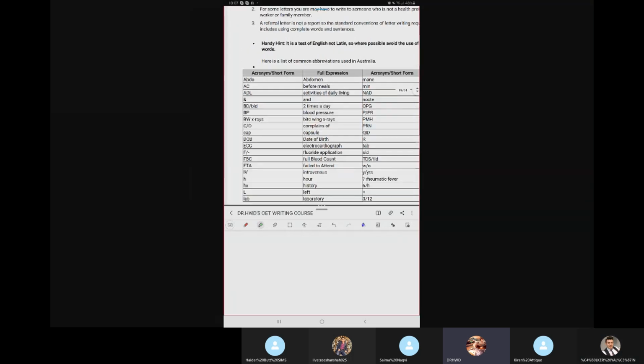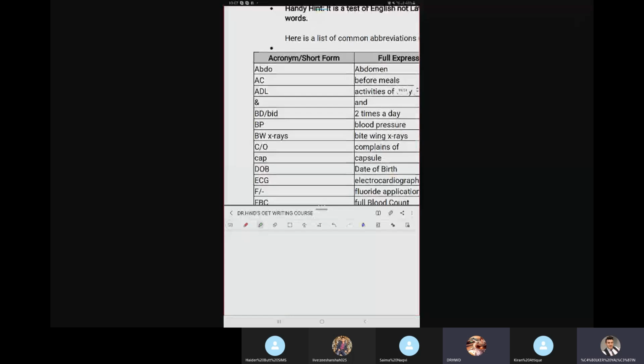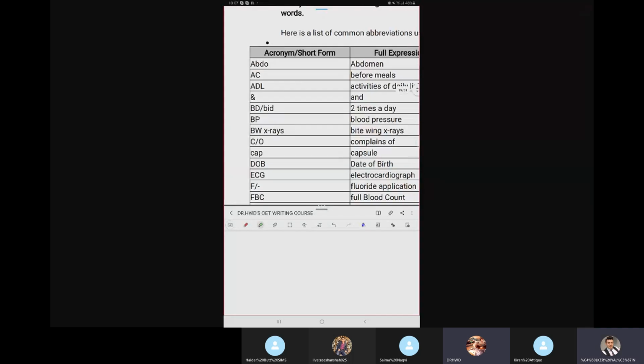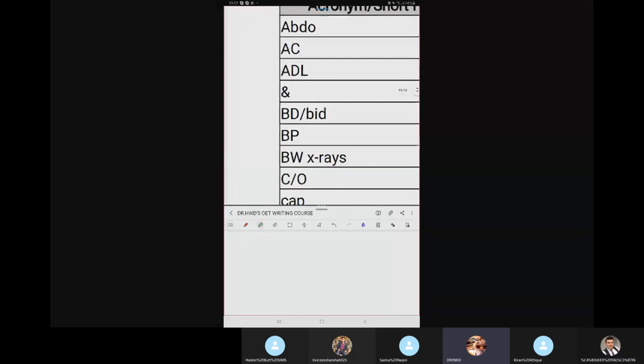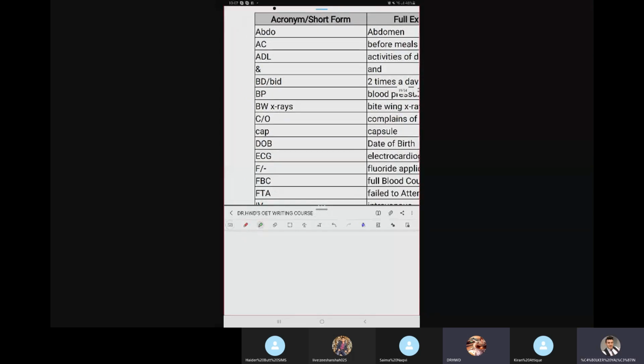For example, your case notes would say ABDO, which would be abdomen. AC would be before meals. ADL would be activities of daily life. You would be writing BD, which is twice a day, right?